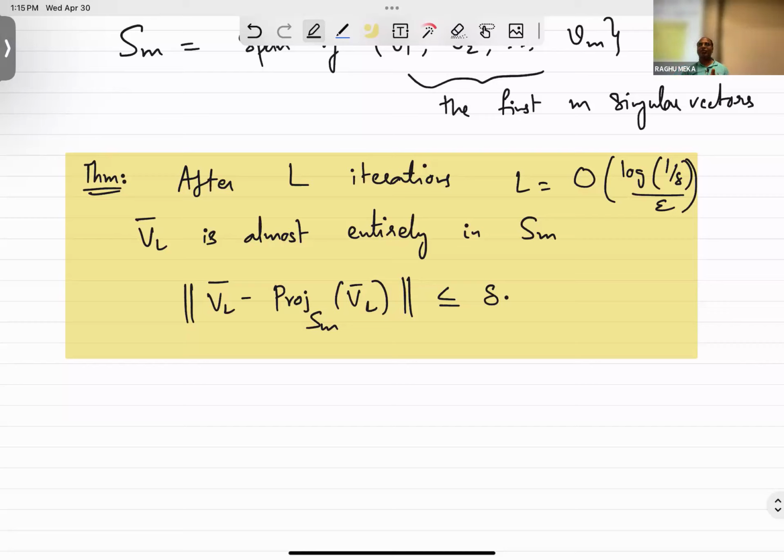If there's a gap between first and second, this is saying that you're actually very close to the first singular vector. But if it's not unique, if the first and second are close, I'm going to find something which is very close to the span of the first and second, which makes sense because everything there can be a singular vector. You cannot get around that. It's not unique.